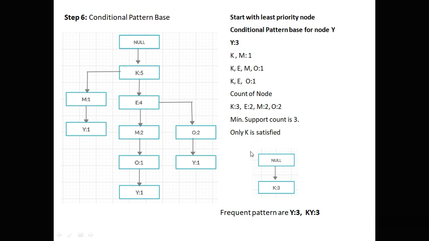Now we want to draw the frequent pattern tree for K3. This is the frequent pattern 3, null and K, and below that Y is present. Now the frequent patterns are Y3 and KY, or YK, which appears 3 times, because K appears 3 times, which means the Y combination is possible. Therefore KY is 3.